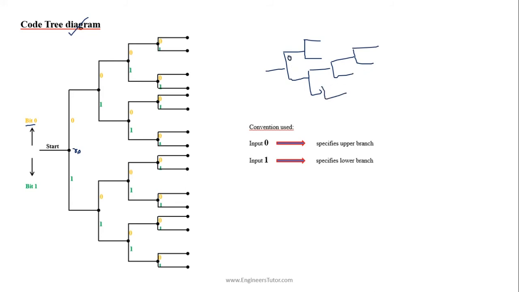If the incoming bit is 0, we go up. If the incoming bit is 0, we go up. So this is the convention we use to draw the tree diagram. If the incoming bit is 1, we go down, like this.